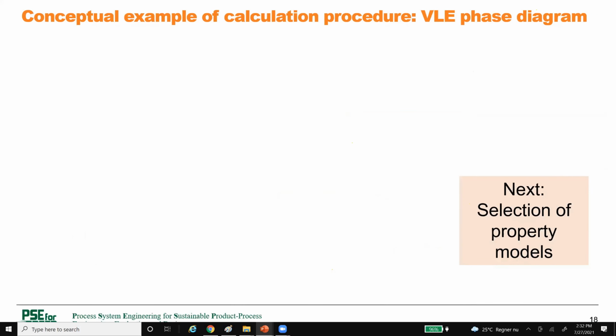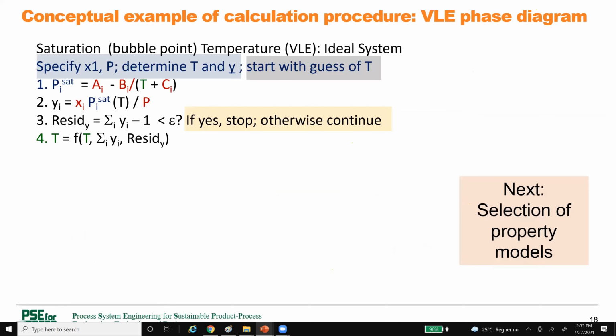Before I go to the next topic, which is selection of property models, I want to briefly show you the calculation steps for phase equilibria, so you have an idea. It's a simple conceptual example. Let's say we want the bubble point temperature, VLE calculation, and the system is ideal. So in equation 2, you can see that the fugacity and activity are not used. If we want to use fugacity and activity, we just put them in, and the calculation will be more difficult. Otherwise, we need just the vapor pressure.